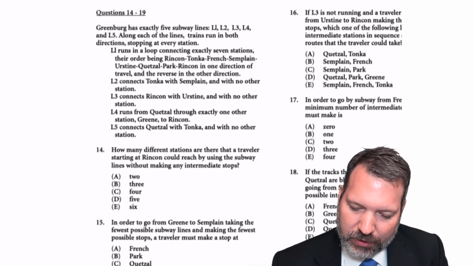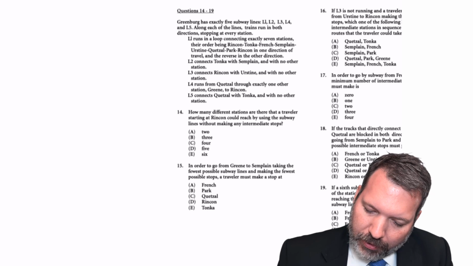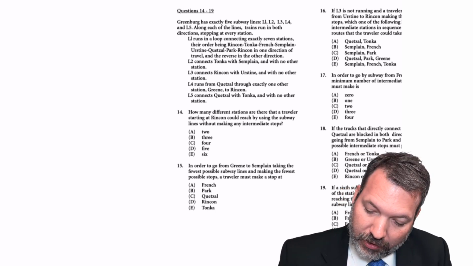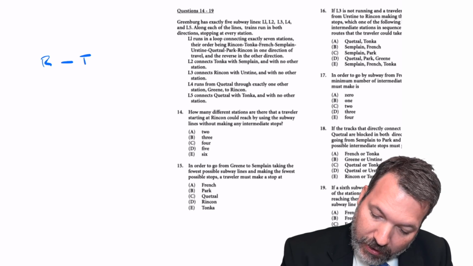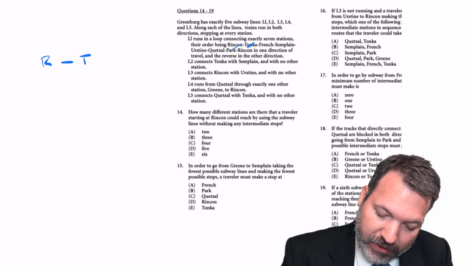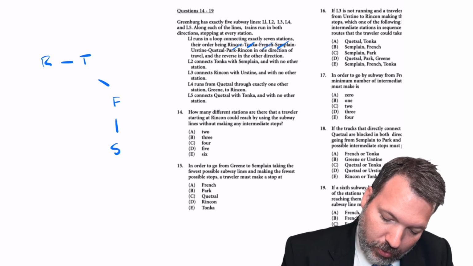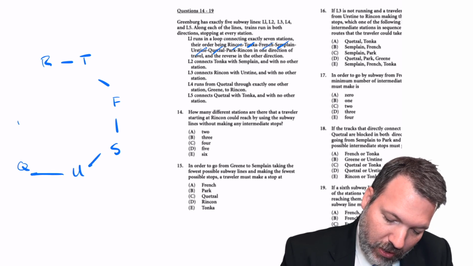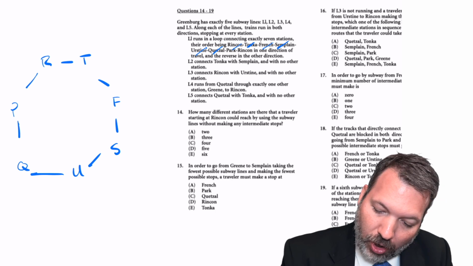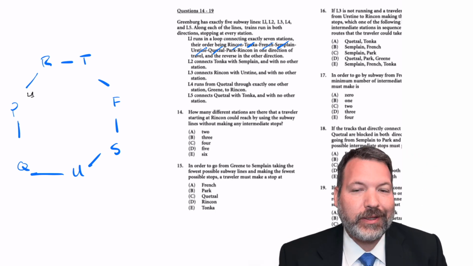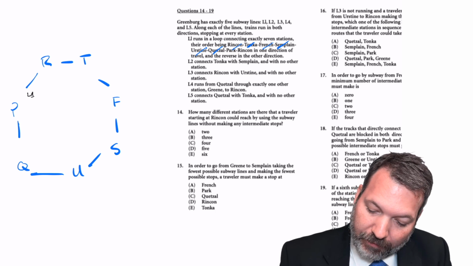For example, this first clue says, L1 runs in a loop connecting exactly 7 stations, their order being, okay, let's get these down in order, R, T, let's mark them off as we go so we don't miss any, F, S, U, Q, P, and then back to R. And again, that whole loop we're going to call L1. So we'll mark that name down just in case we need it in the future.